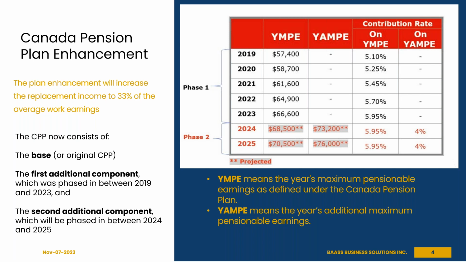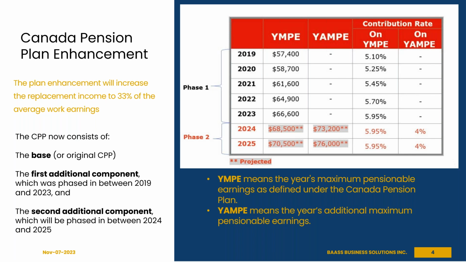So what does this mean for you as an employee, you as potentially an employer, or for your employer? Starting January 2024, there will be two maximum pensionable earnings and rates referred to as the YMPE and the YAMPE. Depending on employment income, some employees and employers will pay two different CPP rates. In the sample provided, the first maximum is up to $68,500 with the rate of 5.95% of earnings, and the second maximum up to $73,200 with the rate of 4%.